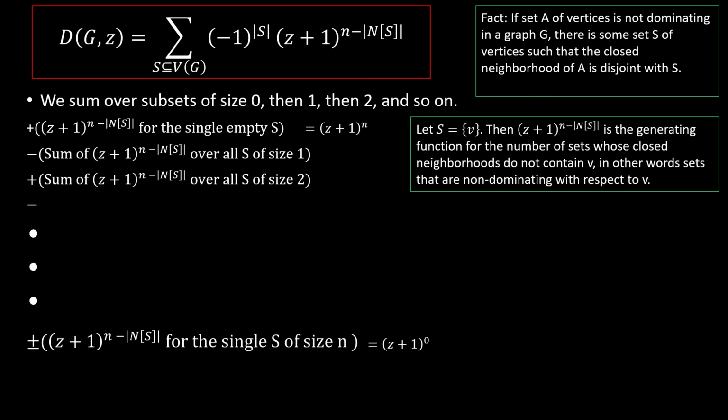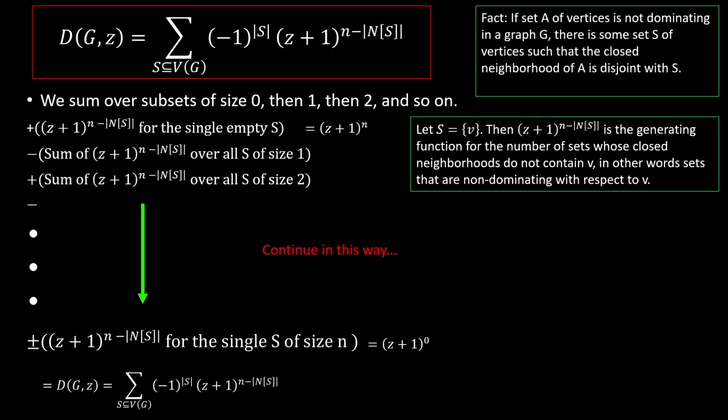So now we have to include the counts of subsets of each size that are non-dominating with respect to each pair of vertices, which is given by this sum. And we continue with this inclusion and exclusion until we're left with our domination polynomial, whose coefficients on the k degree term are the number of dominating sets in our graph of size k.